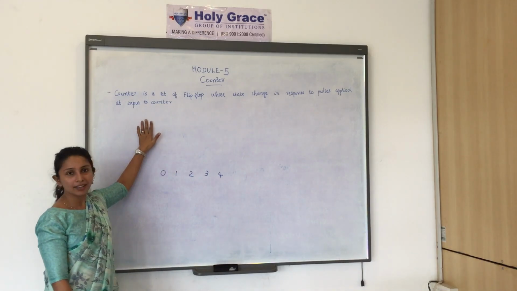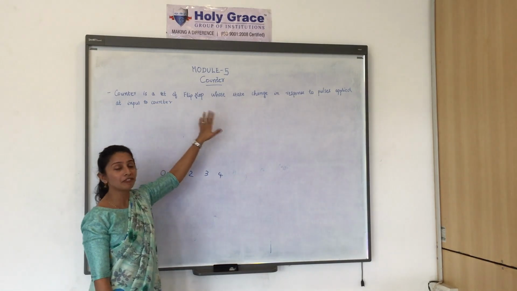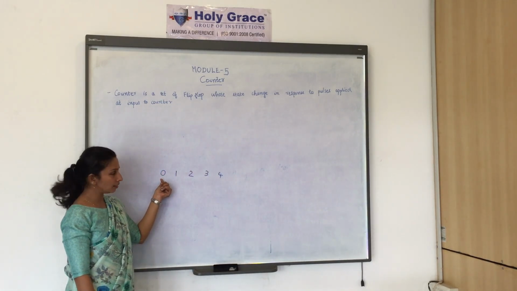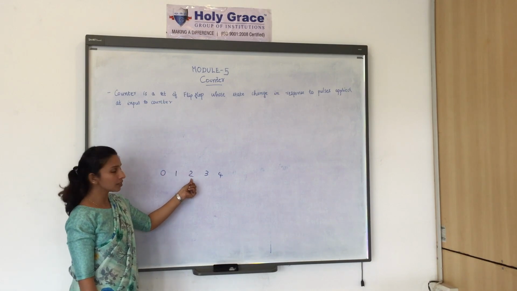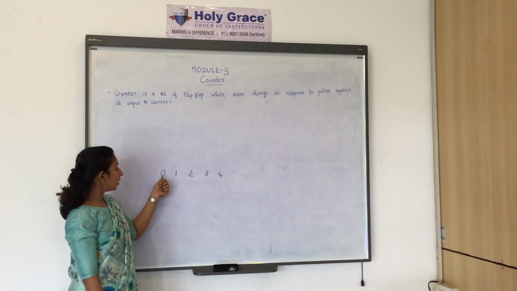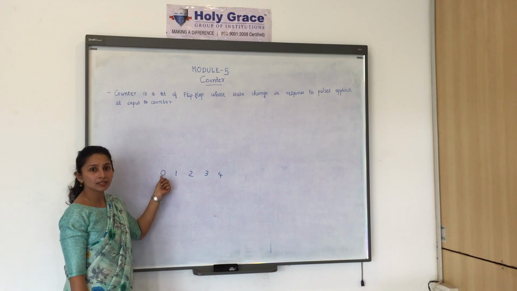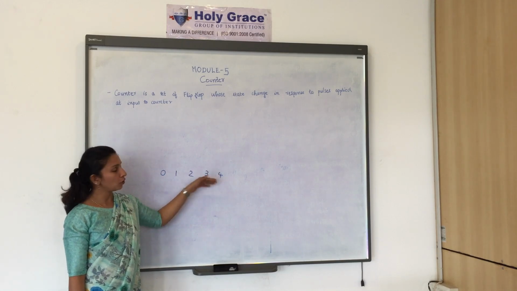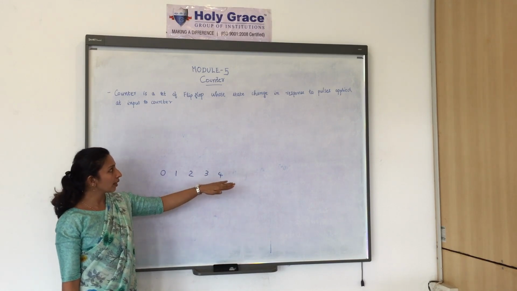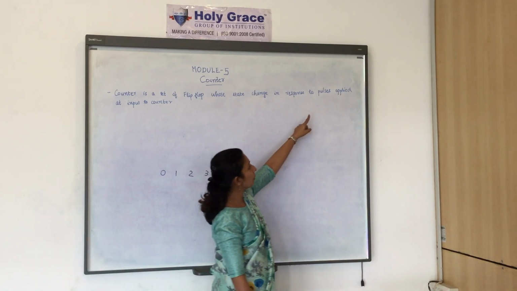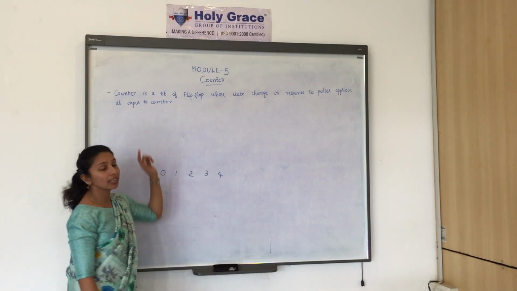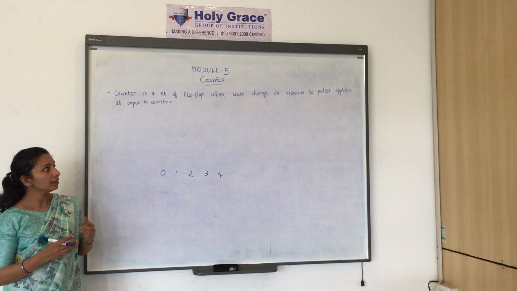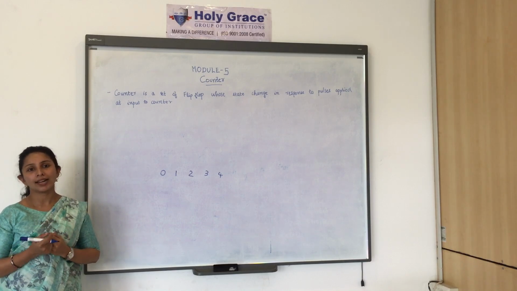As the name indicates, a counter is a set of flip-flops whose state changes. State means 0 is a state, then 1 is a state, 2 is a state, and so on. So it changes the state from 0 to 1, 1 to 2, 2 to 3, 3 to 4, and keeps on going like that in response to the pulses applied at the input of the counter. The pulses applied mean the clock pulses that are applied.